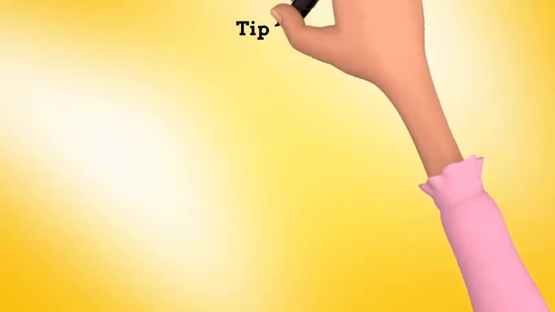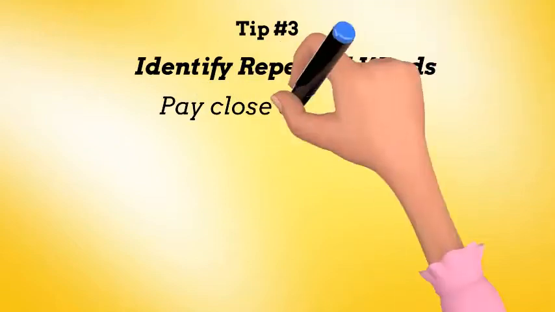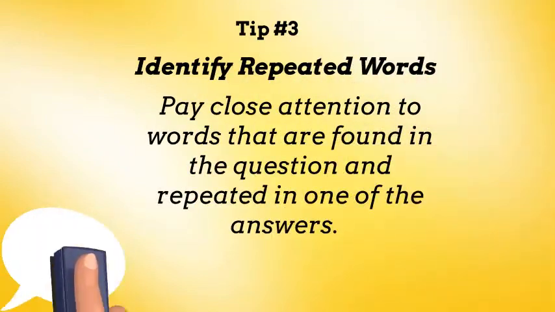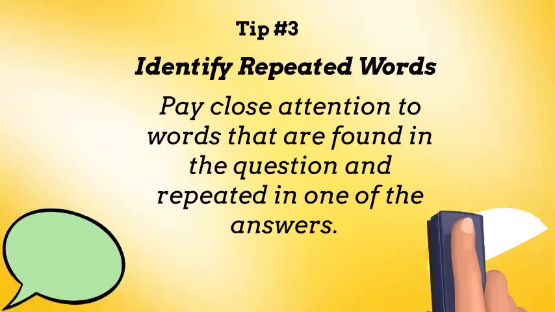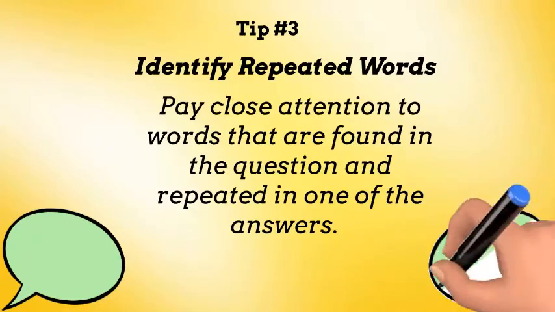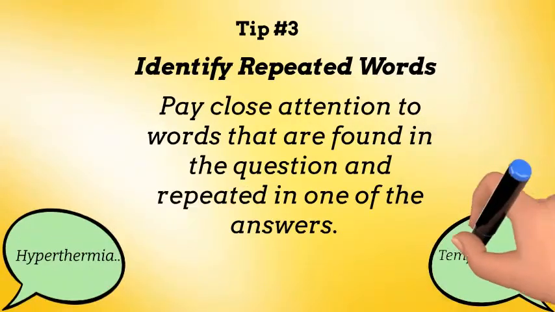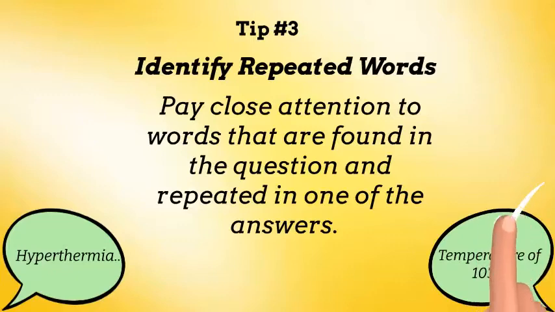Tip number 3, identify repeated words. Pay close attention to words that are found in the question and then are repeated in one of the answers. For example, a question might ask you about hyperthermia in the stem, and then one of the answers states temperature of 103.2. Often questions with repeated words or synonyms, which are just words that mean the same thing, are nudging you toward the correct answer.